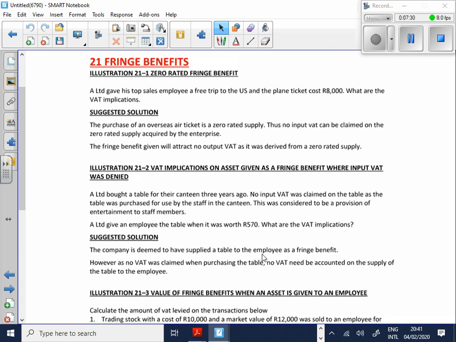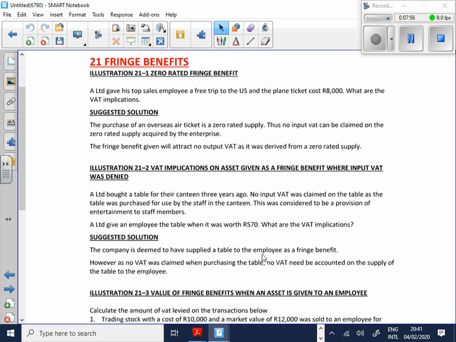And the normal rules are going to apply. If we were denied input VAT when we got it, what's going to happen when we give it to the employee? There's no output VAT charged. It's not zero rated, no output VAT is charged. Input VAT was denied, therefore output VAT is not charged. Are you guys comfortable with that?